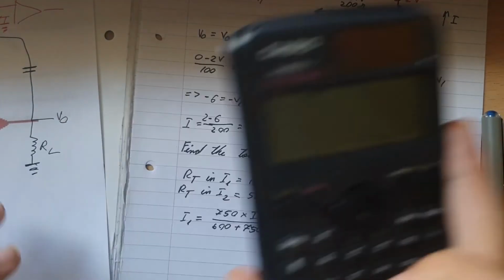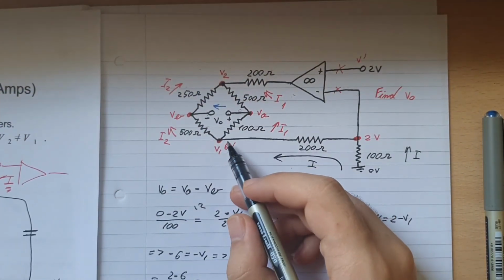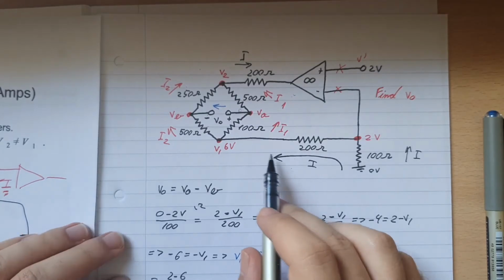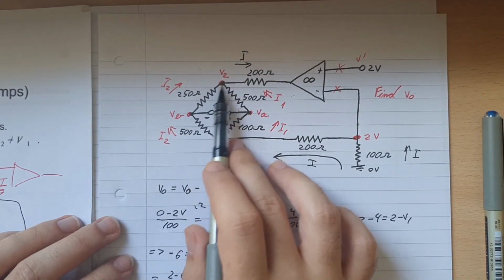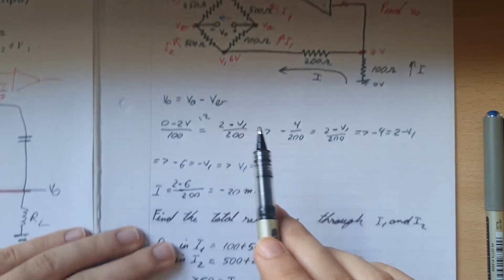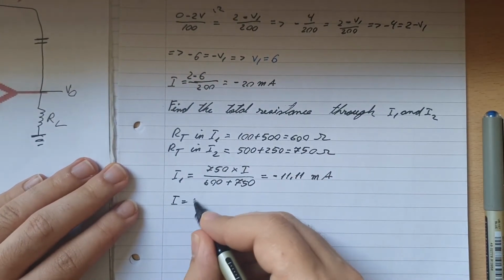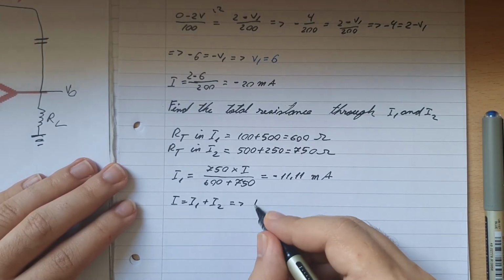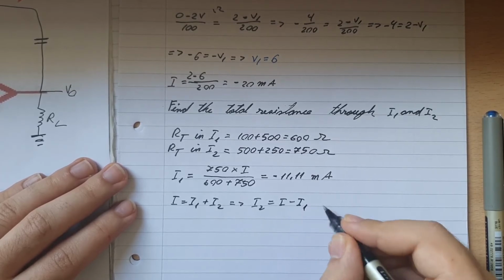Now we need to calculate the current I2, but that's really simple. Because I1 and I2 are coming through this node, and it's equal to I because I is coming out of the node. So I will be equal to I1 plus I2. Therefore, I2 is equal to I minus I1.